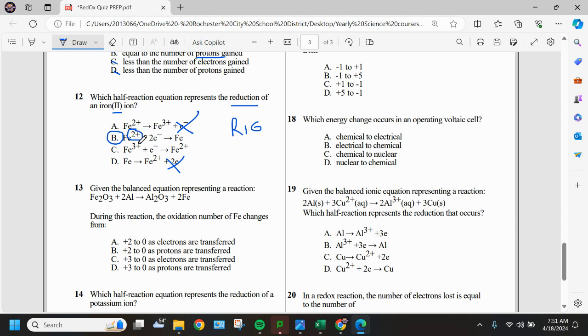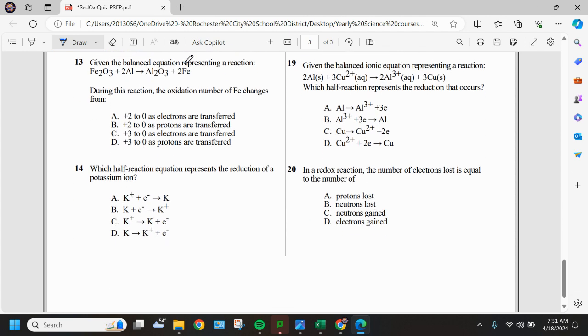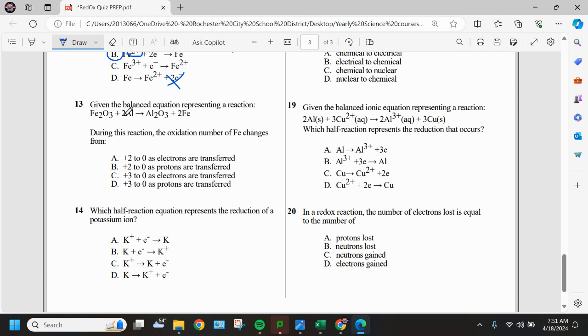And then reduction, we also know both of them that their charge is going down. But iron 2 goes to iron 0. Got it. Given the balanced equation, during this reaction, the oxidation number of Fe changes from... So here we just have to put up our charges. Lone element over here is 0, and they all have 0. This is good. But look at this. Protons. Protons are not what's being transferred. We know it's electrons, so I can get rid of B and D.